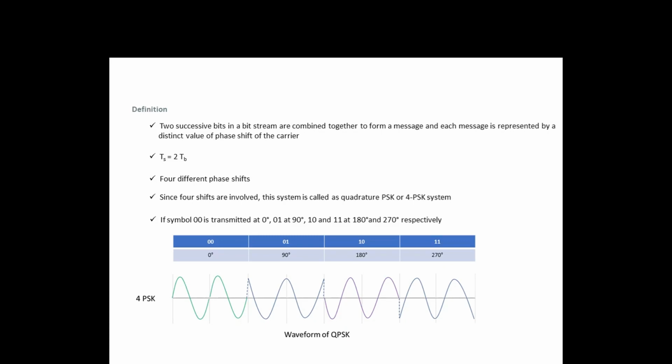So we can see the typical waveform of the phase shift. If we receive 0 0 as the input, it is a 0 degree phase shifted signal. Then we have 0 1 as the input, then we use a 90 degree phase shifted signal. Then if we receive 1 0 as the input, it is a 180 degree phase shifted signal. If it is a 270 degree phase shifted signal, the waveform will be like this.